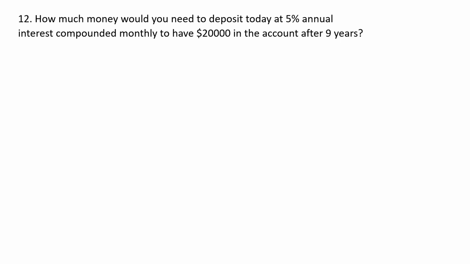Number 12, how much money would you need to deposit today at 5% annual interest, compounded monthly, to have $20,000 in the account after 9 years?